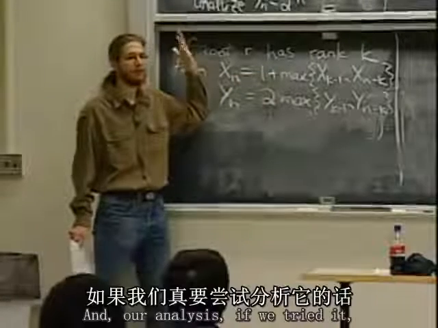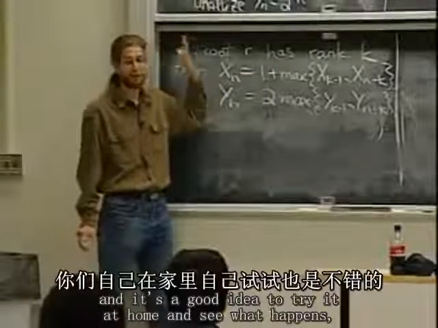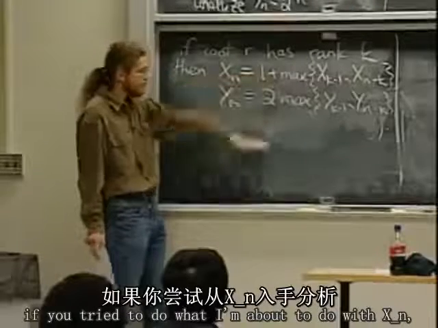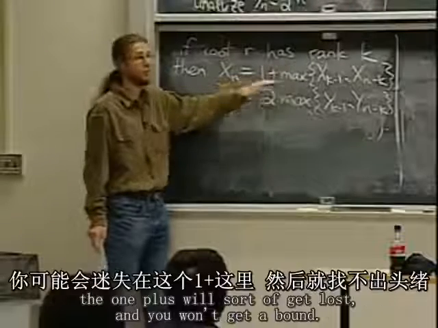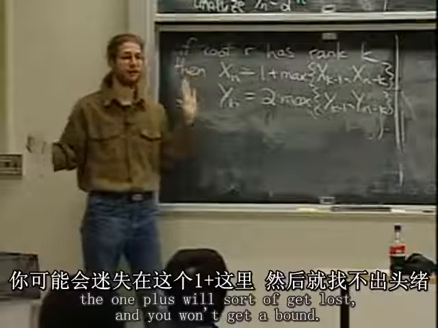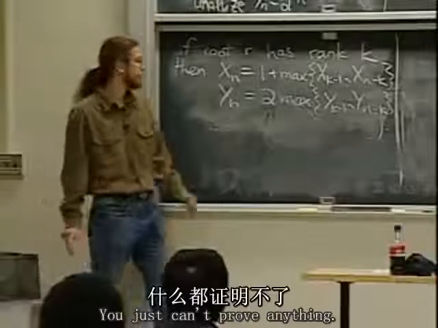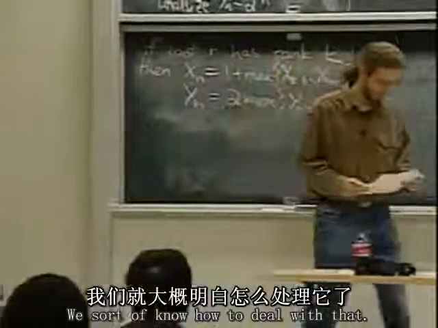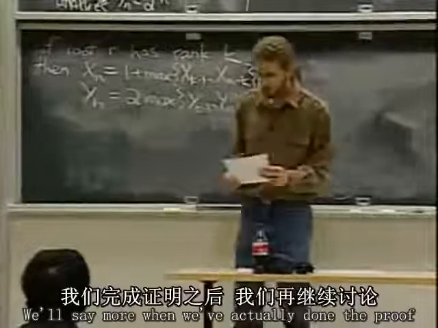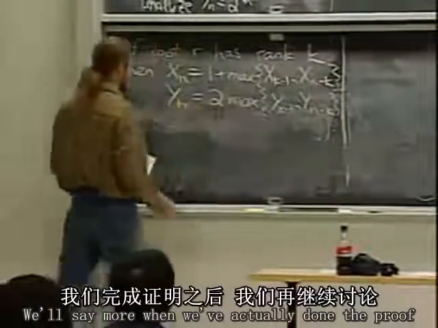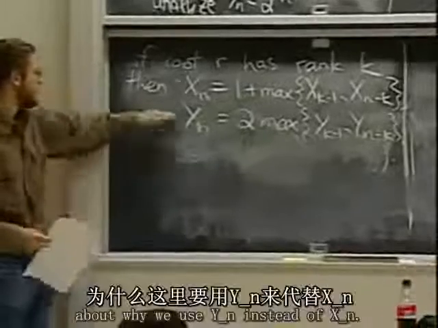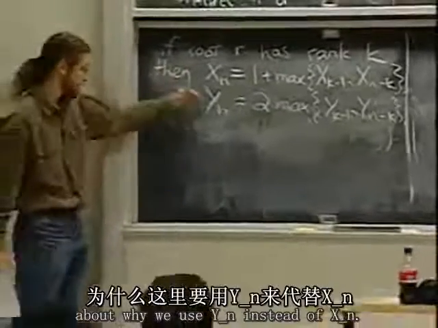And our analysis, if we tried it, and it's a good idea to try it at home, see what happens. If you try to do what I'm about to do with x_n, the 1 plus will sort of get lost, and you won't get a bound. You just can't prove anything. With a factor of 2, we're in good shape. We sort of know how to deal with that. I'll say more when we've actually done the proof about why we use y_n instead of x_n. But for now, we're using y_n.